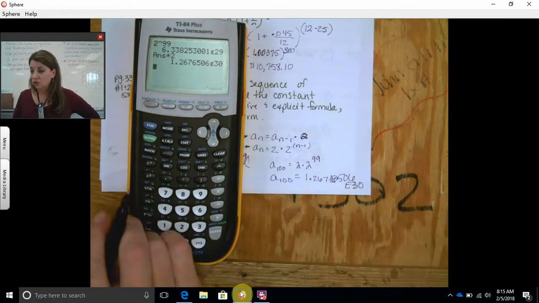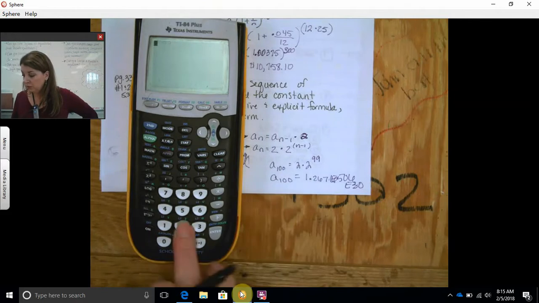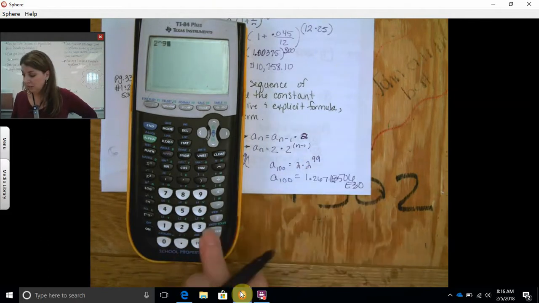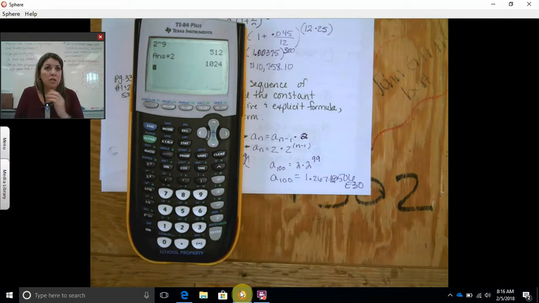Okay? So like if I just wanted the 10th term, I would do 2 to the 9th times 2 would be 1024. So if your number will be something more like that.